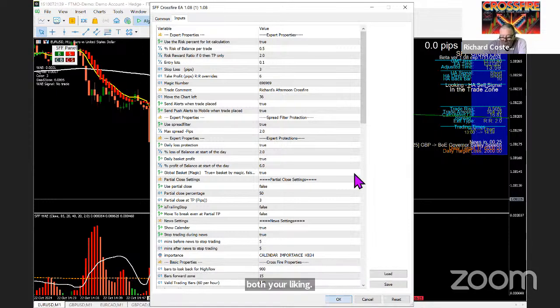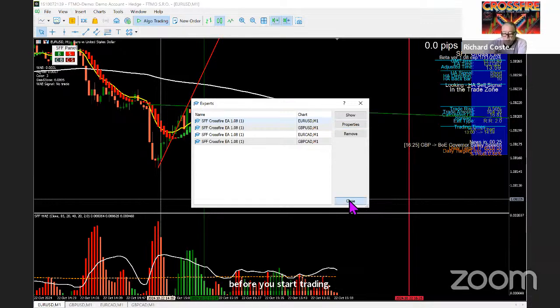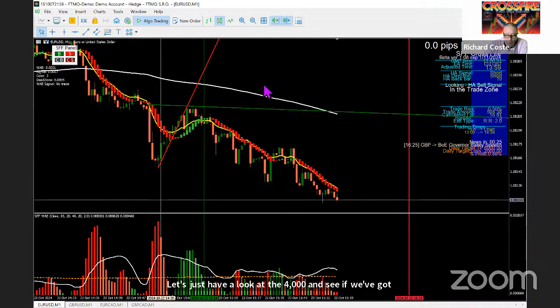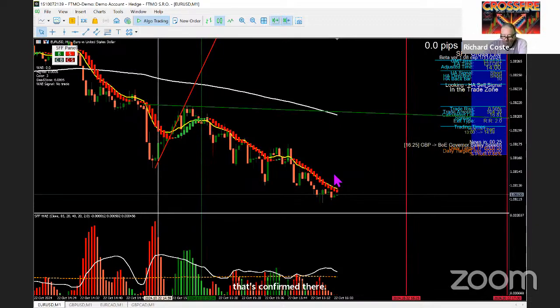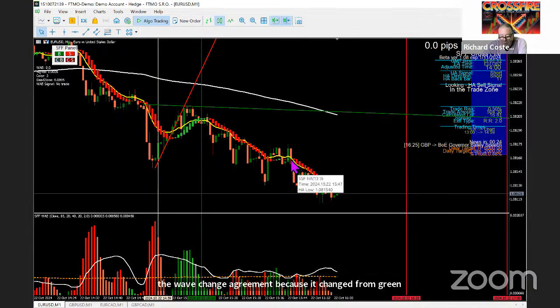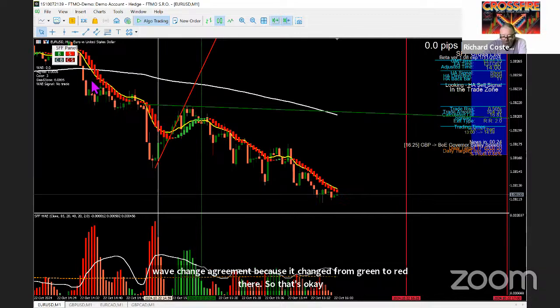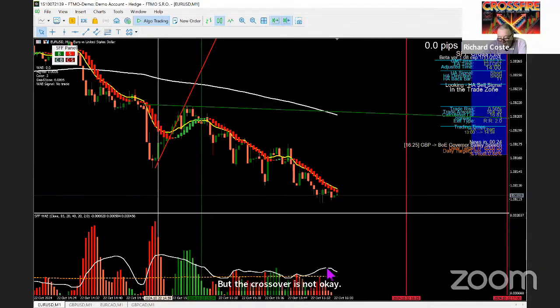So let's just have a look at the 4 pairs and see if we've got anything. I'm just going to go through the 4 and just say what I see. I'm below the red trend line, so I'm looking for a sell. That's confirmed there. I'm in a red wave down, so that's also confirmed. I don't have a recent MA crossover. The wave change is recent because it changed from green to red there, so that's okay. But the crossover is not okay, and the Waddah Attah is definitely not okay. That's going to keep me out. So that was your US.